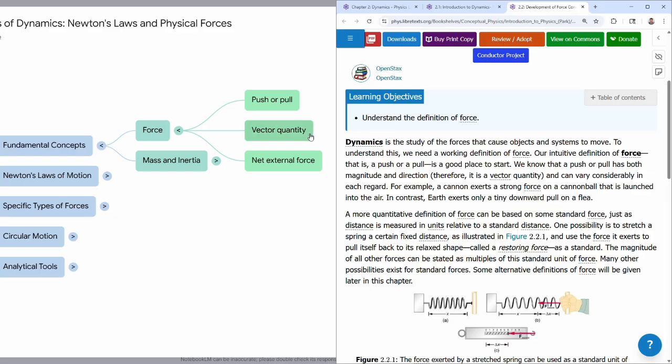And it's a vector quantity. As you can see in the description, push or pull, the direction matters, and the direction in full two-dimensional sense matters. But we are gonna stick to mostly one-dimensional examples so that we don't have to deal with the trigonometry. And a phrase we'll keep coming back to that you will see over and over will be what we call net external force.